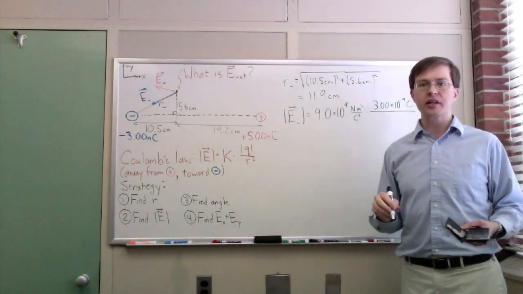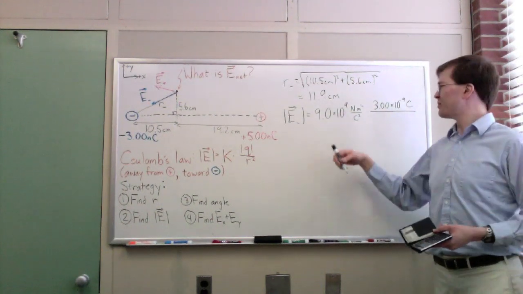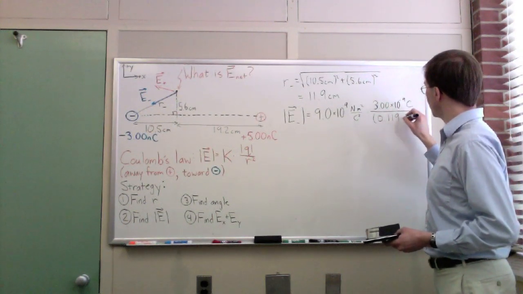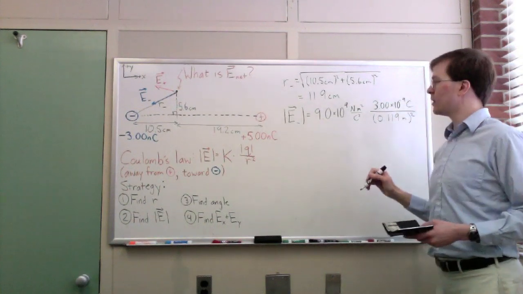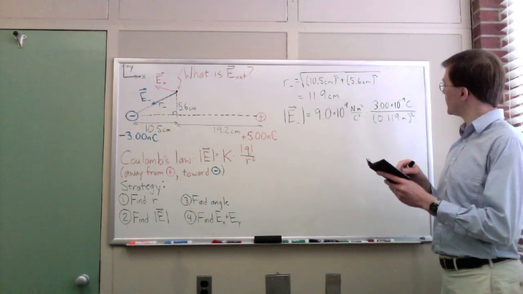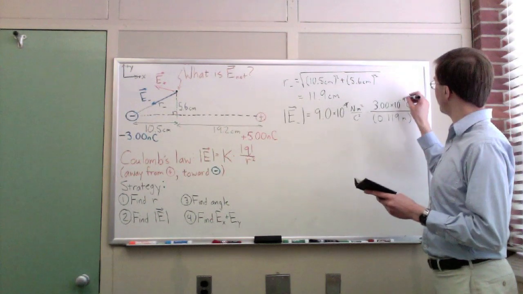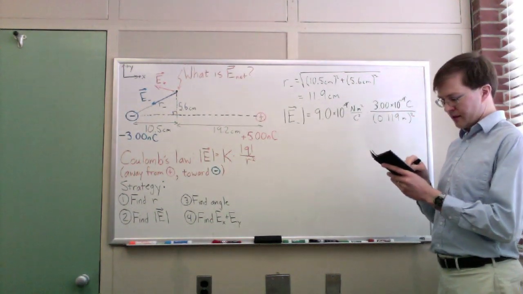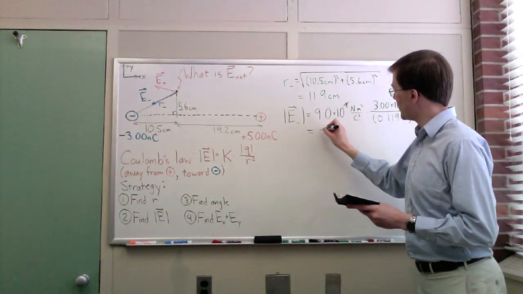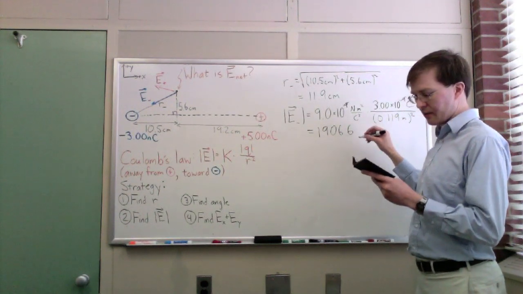Okay, and then we're going to divide by the distance squared. My distance is 11.9 centimeters. I want to be in standard SI units, so I'll divide by 0.119 meters squared. So I have my 9 times 10 to the 9th times 3 times 10 to the minus 9th. Hey, those cancel out nicely enough. Divided by 0.119 squared. I get that my E minus is 1906.6. I could keep going forever.